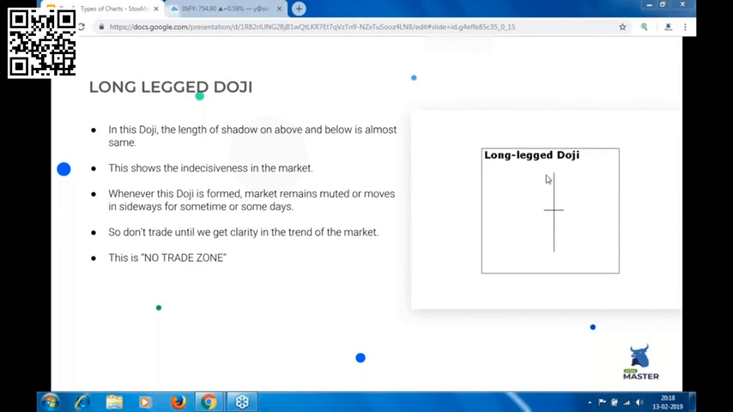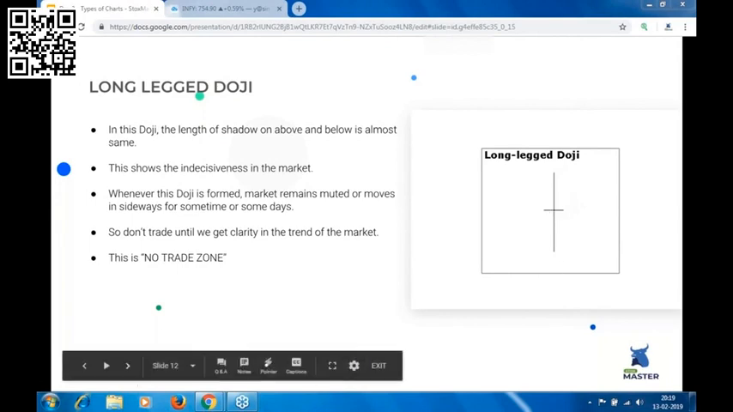Now how can we trade in doji? In this kind of doji or the smaller doji, we can mark the high and the low of both the candles, and whichever side the breakout takes place, that is the place where we trade. But if we see this kind of doji, long legged doji, we will not trade, because once we see this kind of doji, the market remains in sideways movement for some time. So we trade only when we get a clear trend.